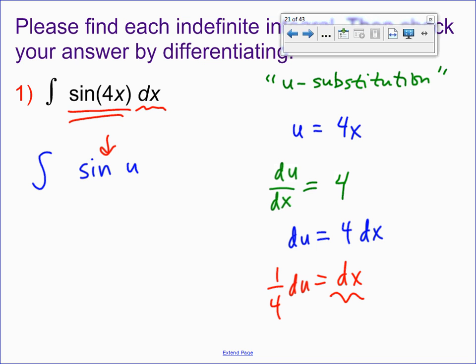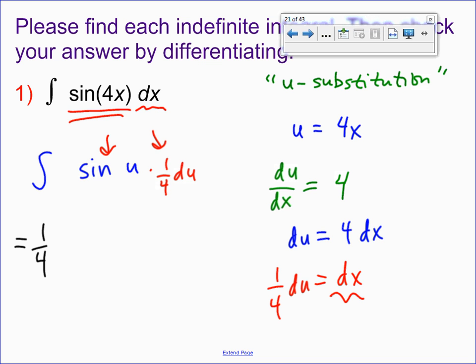So let's complete the substitution. Sine of 4x went to sine of u, but we still need to put in for dx. What is dx equivalent to? 1/4 du. So I'll put 1/4 du in for dx. And now I have an integrand function with u's in it. I have a differential saying I'm going to have u's in my antiderivative. I'm ready to go. I'll grab onto this 1/4 constant multiplier and put it out front.